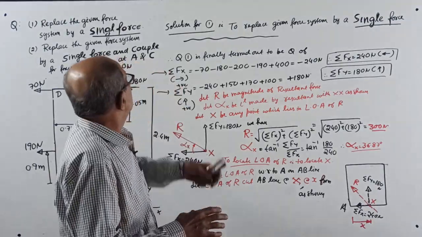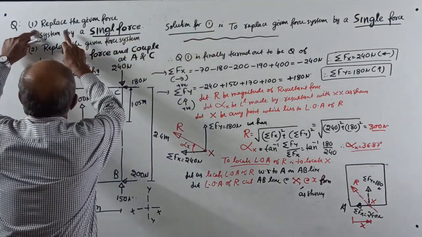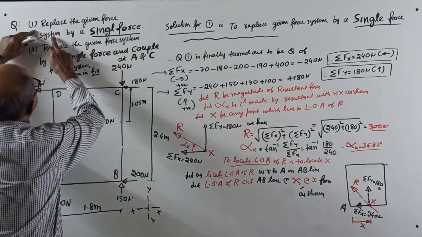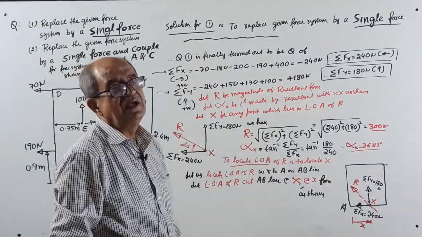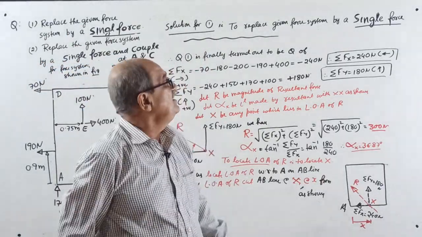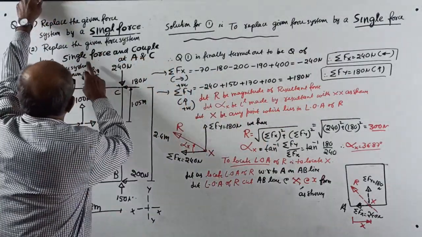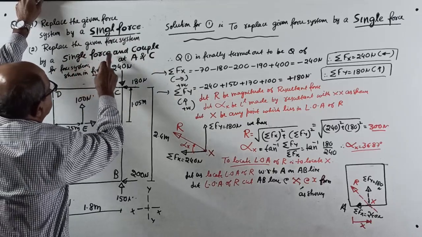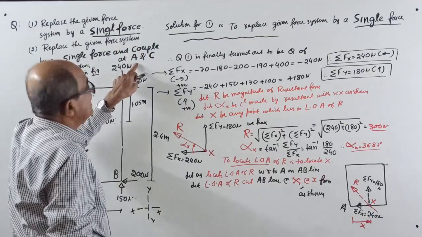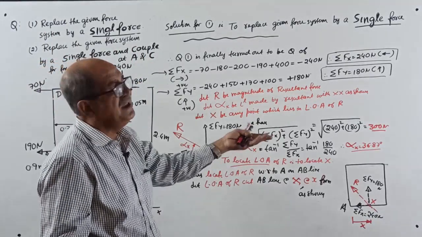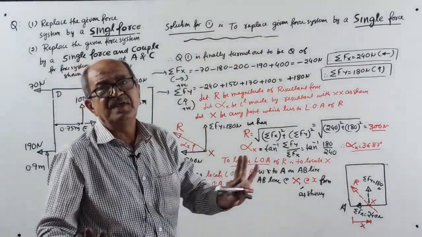Now, start. Right here, solution for 1. See the question here: replace the given force system by a single force. Okay, now I'll dictate. They should never give a point. The second question is replace the given force system by a single force and couple at A, or at C. Two questions are there. They mentioned either A or C. They can give any point. Some point should be given.